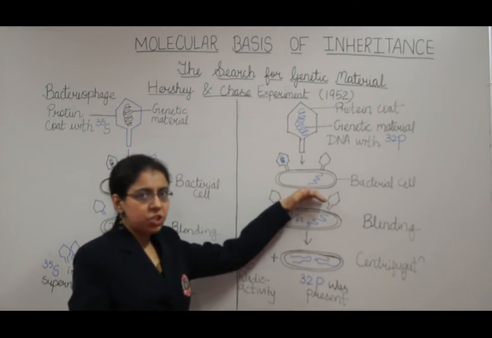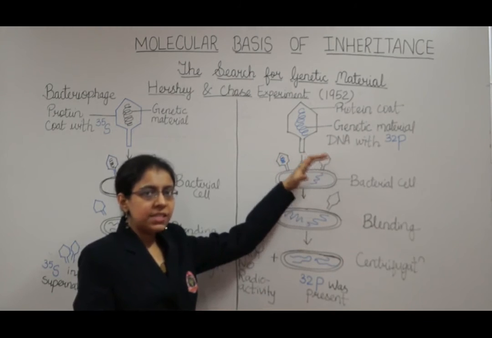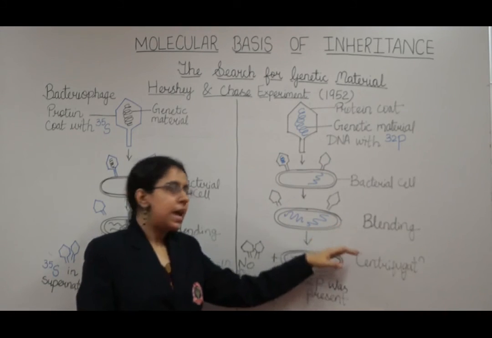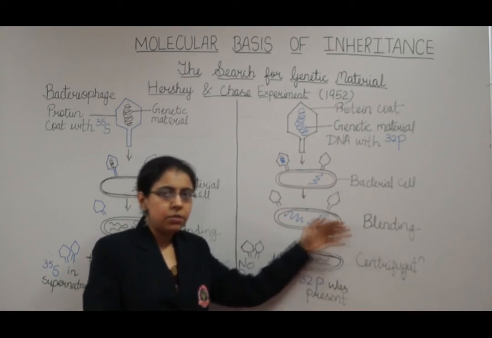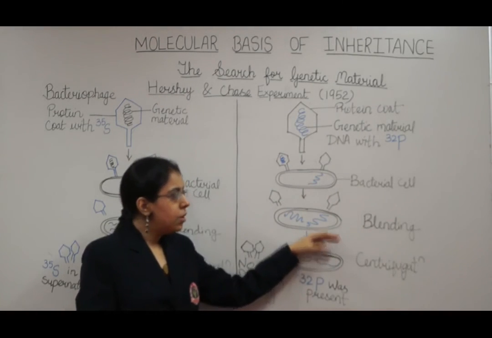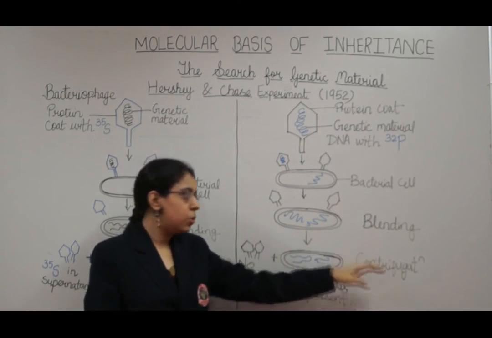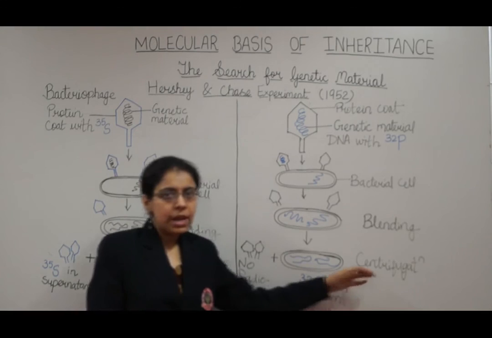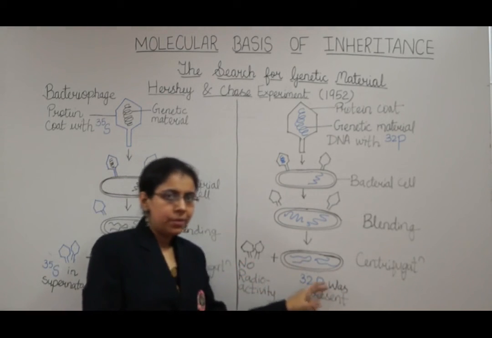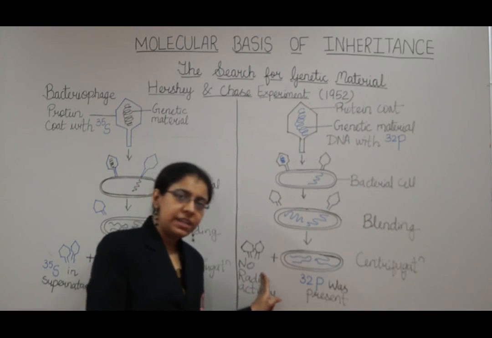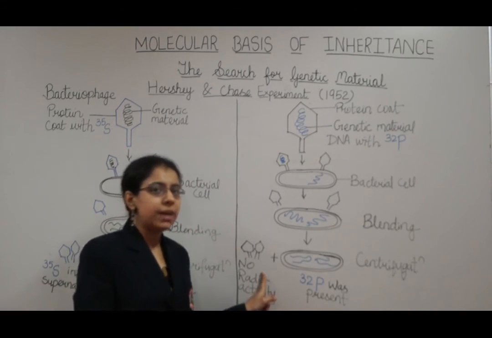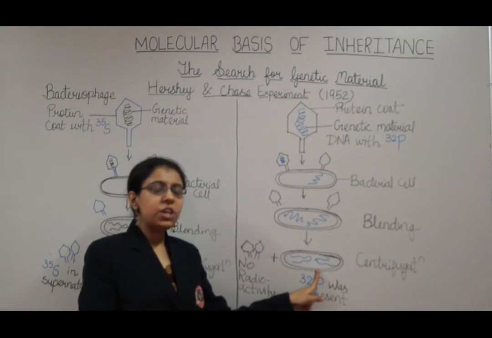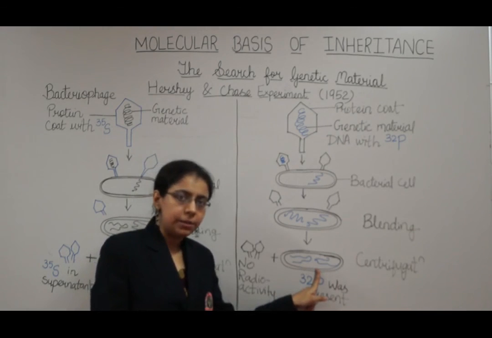Further, they put this mixture of the bacterial and the viral cells into a blender. It was agitated so that viral particles could be separated from the bacterial cells. Further, they allowed this mixture to undergo centrifugation. When the centrifugation process was completed, again here they will get two layers. The upper layer, which is the supernatant layer, will have the protein coat of the virus. The lower layer is the layer of bacterial cells which are infected with viral genetic material.